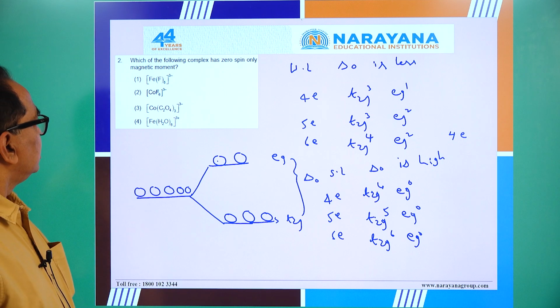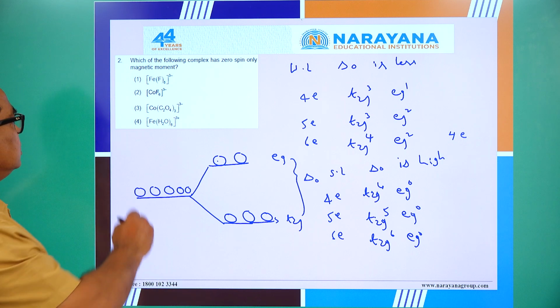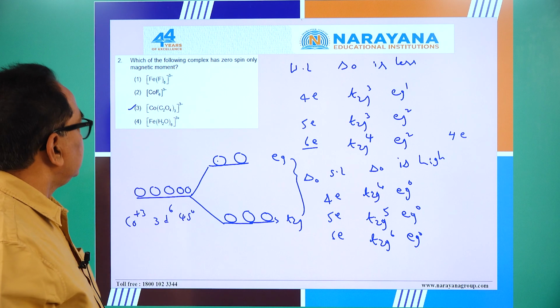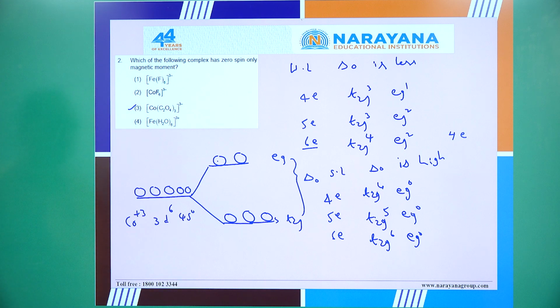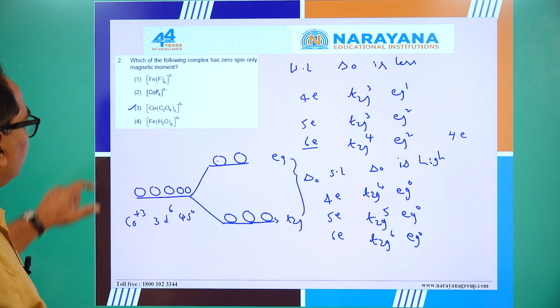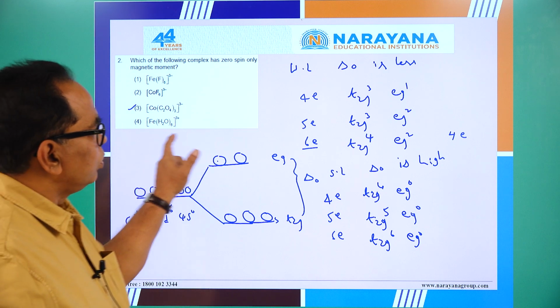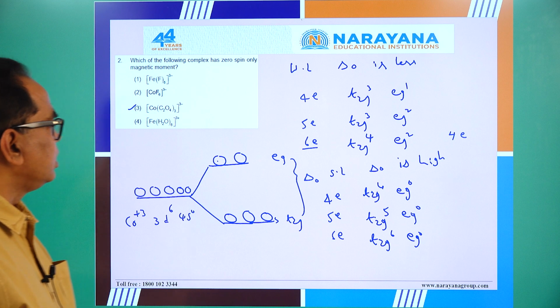So I am directly going to the options here. This is the case in the third option. In the rest of the three, the magnetic moment cannot be 0 along with the electronic configuration given here.